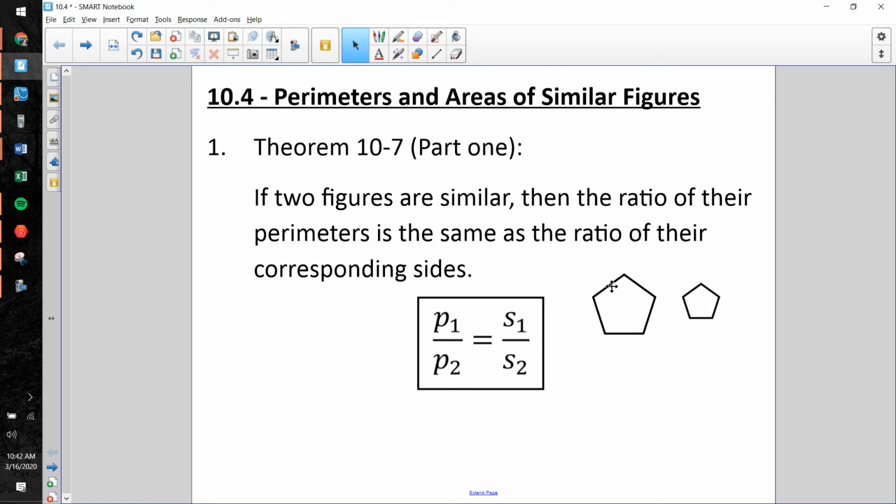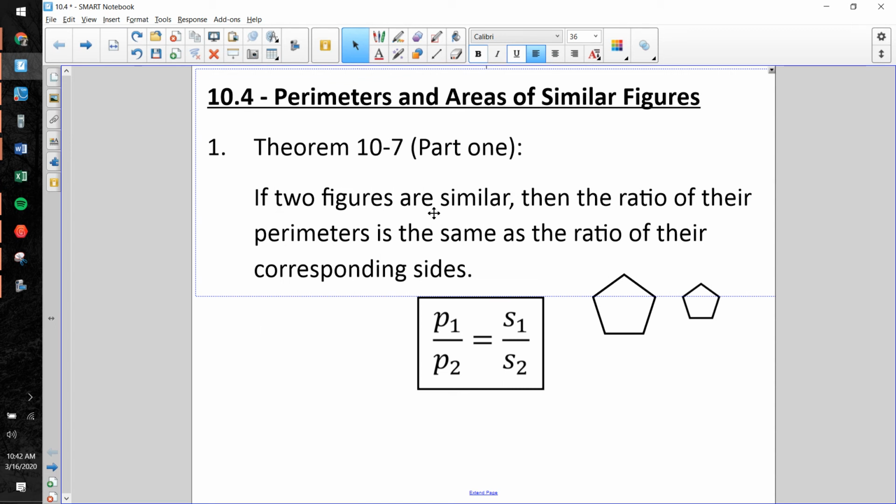So just for the sake of argument, if this side right over here had a length of, let's say, 12, and this one right over here would be half of that, let's say 6, then we could go over here to this side, and if this side was 10, this side right over here would be half of that one, which would be 5. So that's just a quick little recap about similar figures. And as we look at it here today in Theorem 10.7, everybody, part 1, we're going to break this down into 2. Here's what this theorem says.